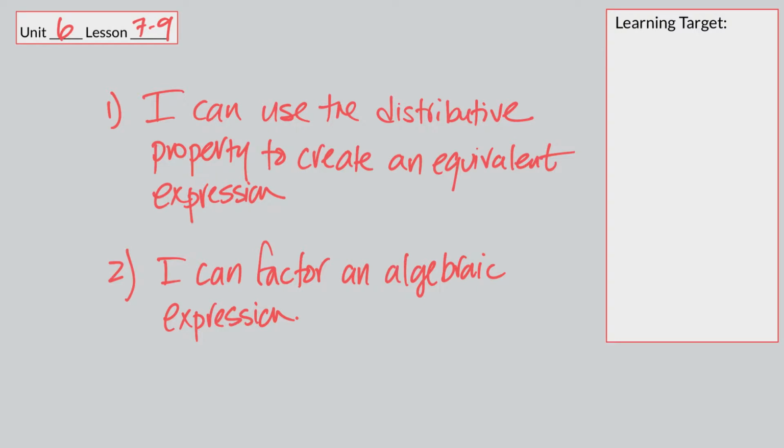Hello everybody. In Unit 6, Lessons 7, 8, and 9, we focused on two big learning targets. One was being able to use the distributive property to create an equivalent expression, and the other was the ability to use a lot of our background knowledge in basic multiplication and division to factor an algebraic expression.